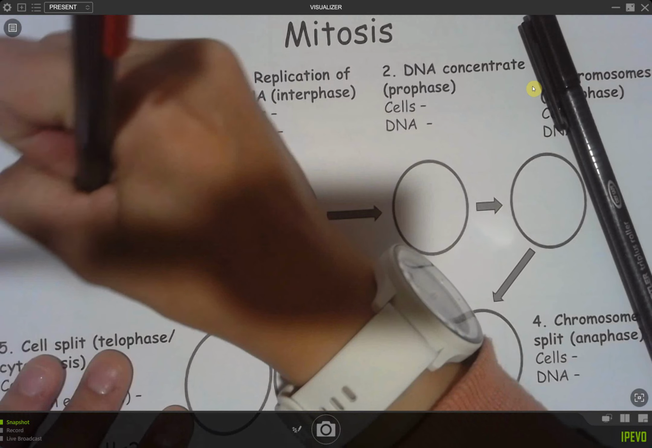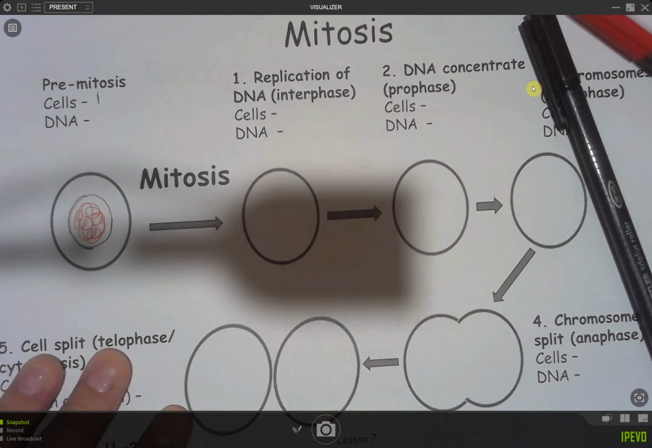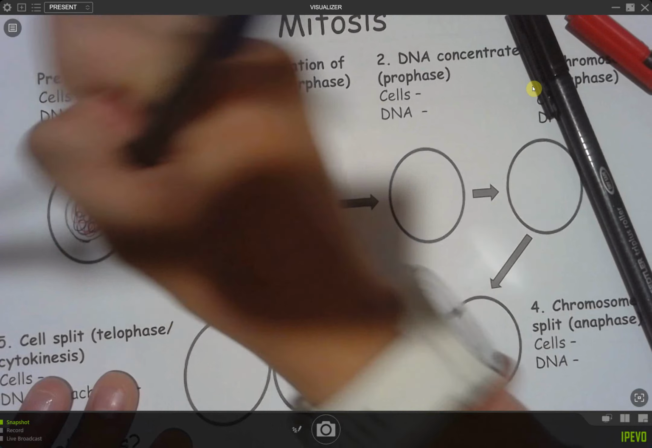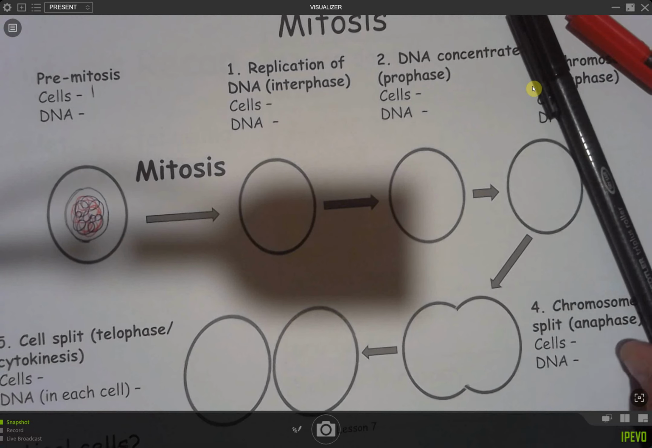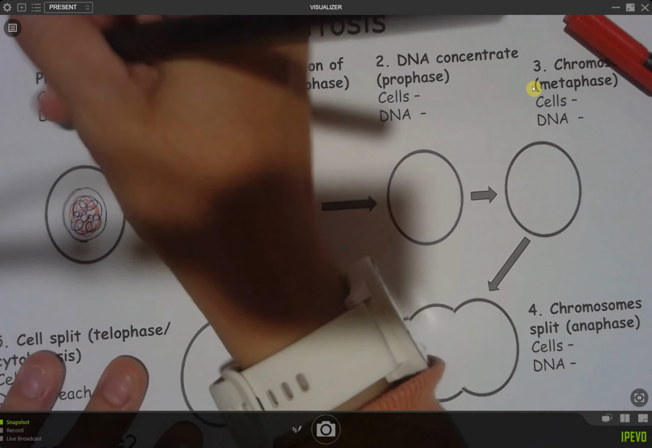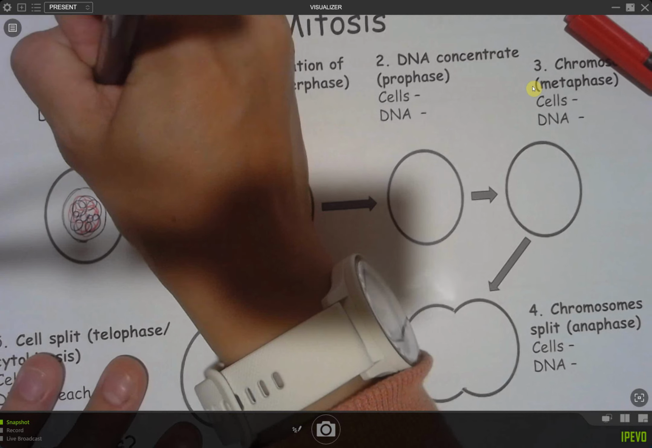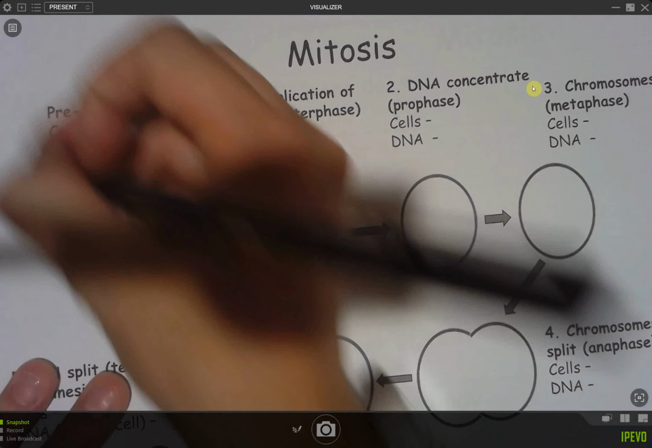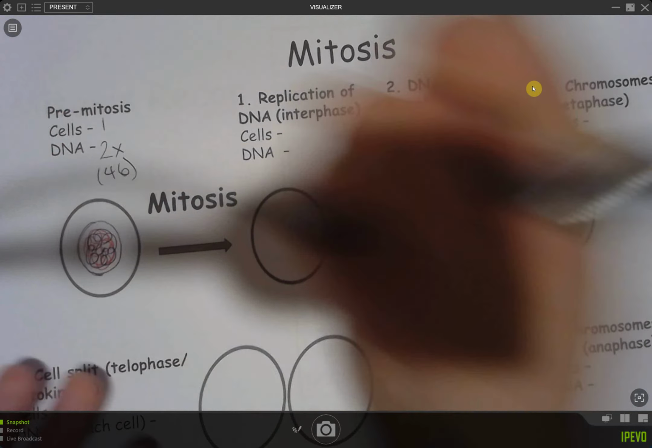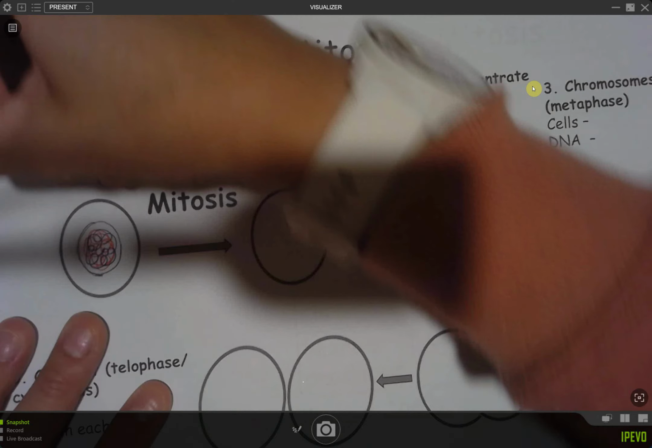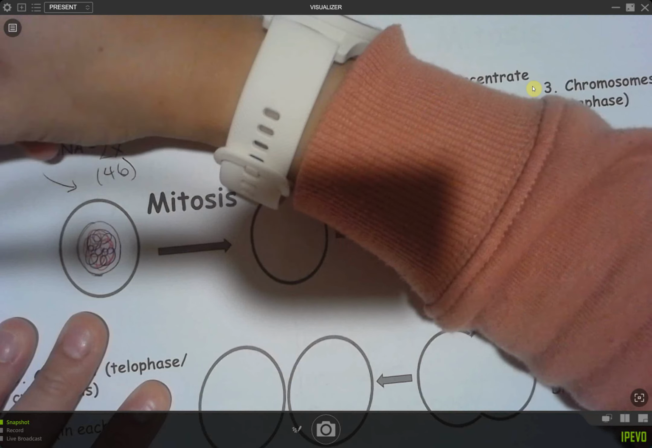So the DNA is completely unwound and accessible in the cell during pre-mitosis because we want to be able to access our genes. With the DNA, there's two sets of it, and I'm going to write 2X to represent that you have the diploid. I'll also write 46 chromosomes. That's just specific to humans, so that way you have an example that's working. So that's humans.